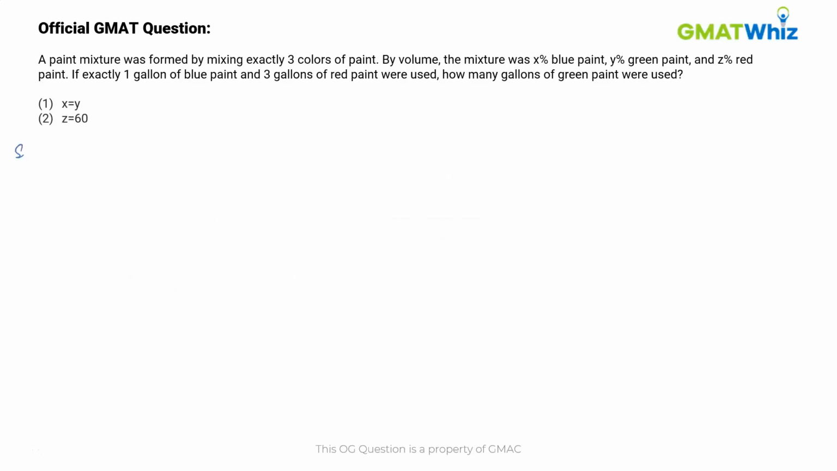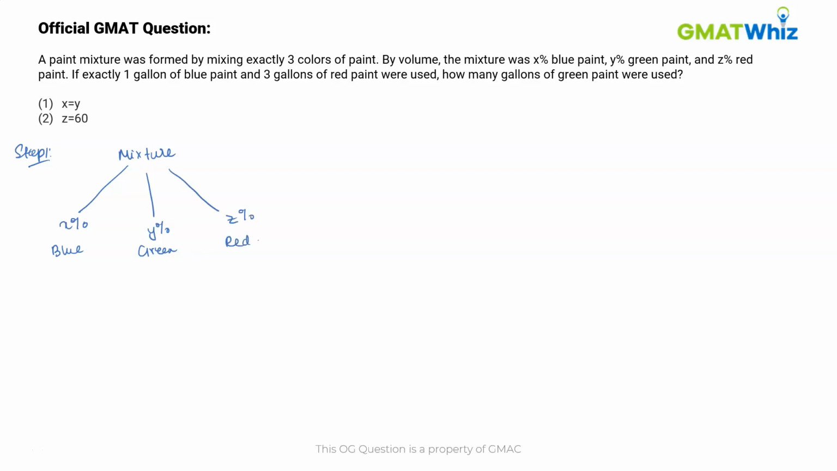In this question, we are given that a paint mixture was formed by mixing exactly 3 colors of paint. And by volume, the mixture was X% blue paint, Y% green paint, and Z% red paint.